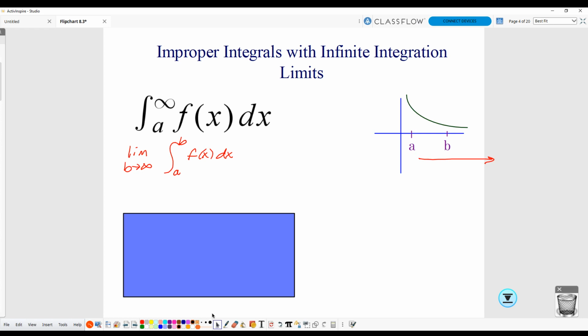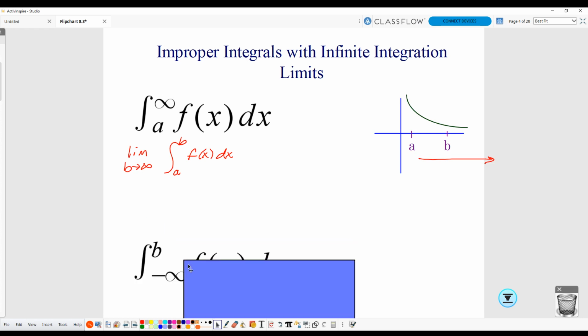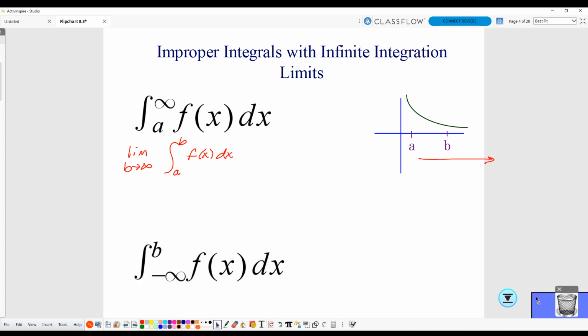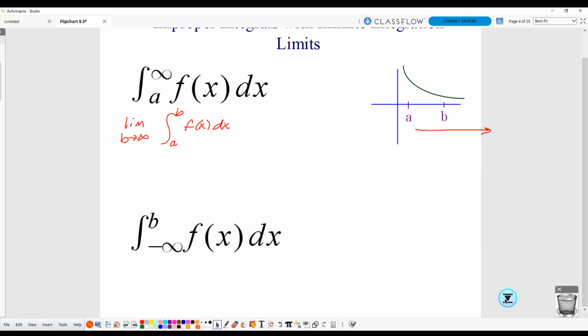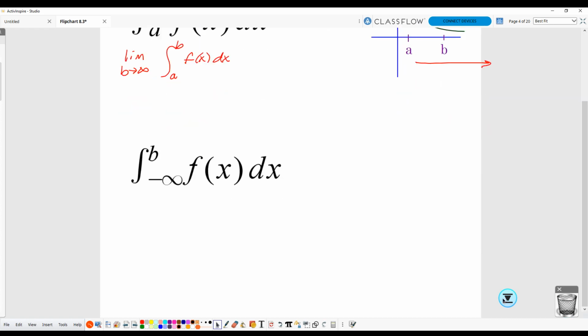Is that all we have to do? What if it was this? Give up all hope. No. What do you think we would do? Same thing, but the other way. Okay, that's not so bad.